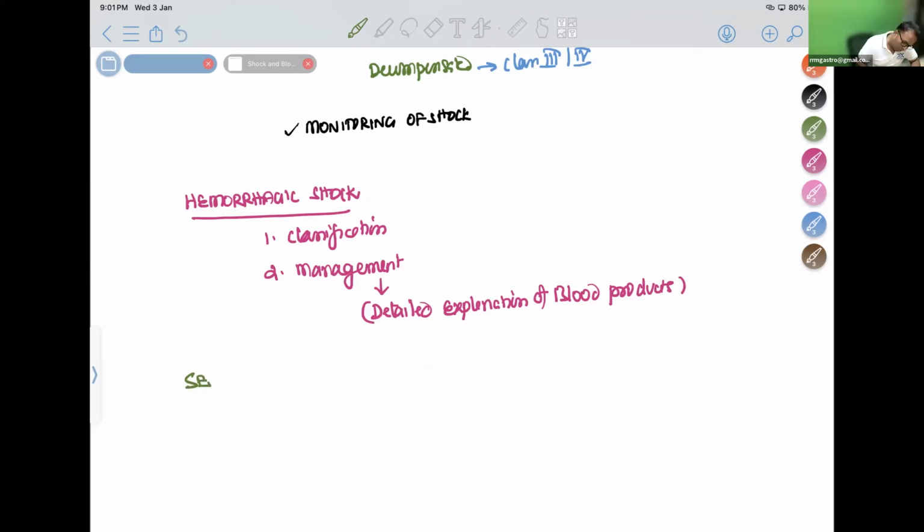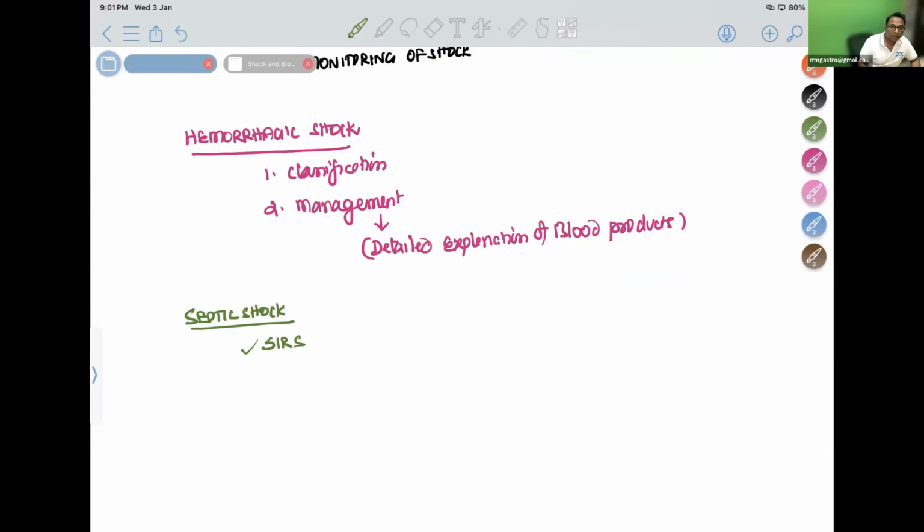Then you have to write about septic shock. Don't forget to write about the scoring systems like SIRS. What is SIRS? White blood cell count, leukocyte count, heart rate, then temperature and respiratory rate. Then you write about the qSOFA score. And don't forget to write about the Sepsis 6.